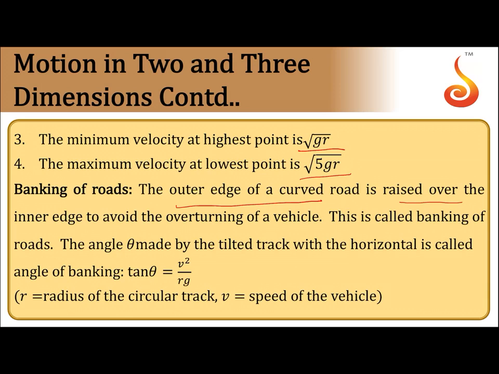So this process is called banking of roads, and the angle made by the tilted track of the road with the horizontal, so the angle made by the plane of the road with the horizontal, is called angle of banking. And angle of banking is given by tan theta equals v square by rg, where v is the maximum speed allowed for the vehicle, r is the radius of the curved path, g is acceleration due to gravity at the place. Notice one thing, this is independent of the mass of the vehicle. So mass of the vehicle doesn't matter.